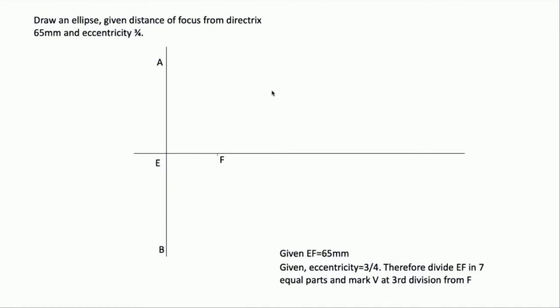So take 7 divisions. If your value e is 5 by 8, for an example, how many divisions are you going to take? 13. Yes, 13 we are going to take. The first 5 will be for VF and the next 8 divisions will be for your VE. So it depends. You can go with the number of divisions, no problem. For our case, we have 3 by 4, that is 7 divisions.